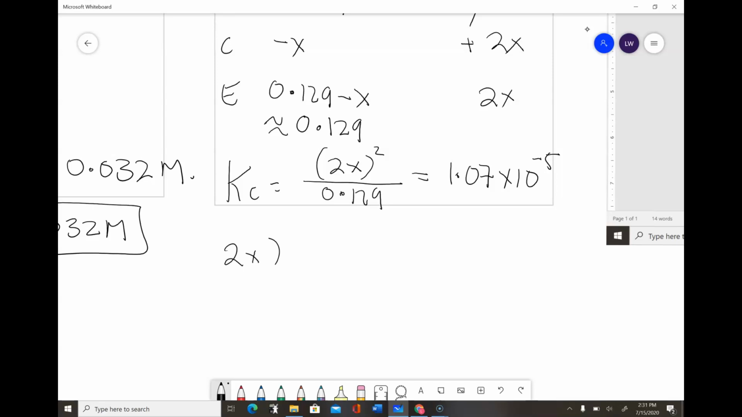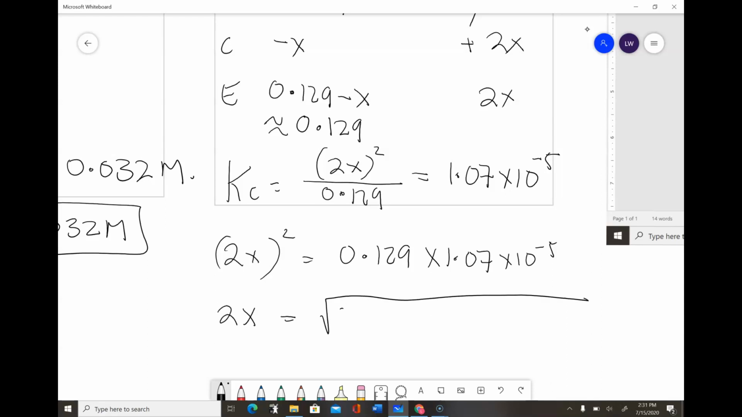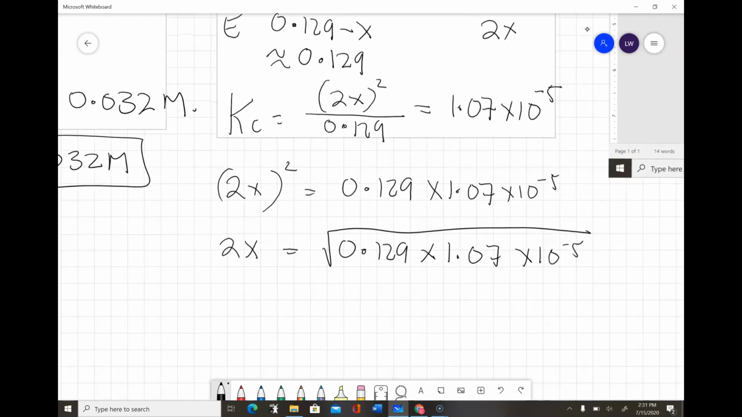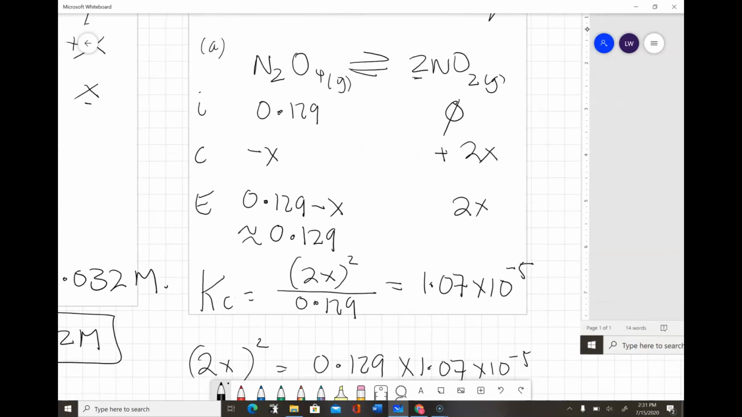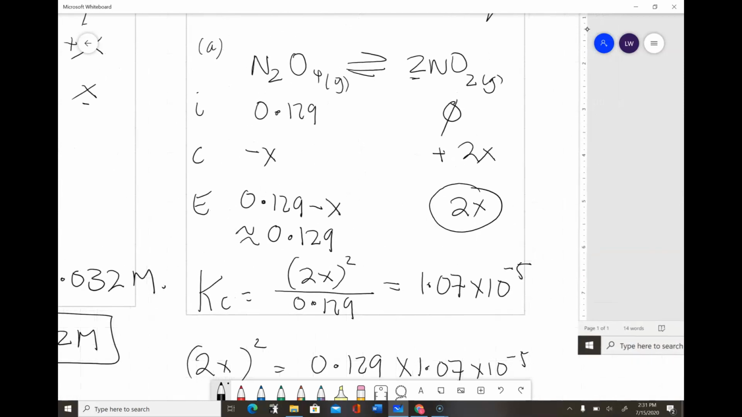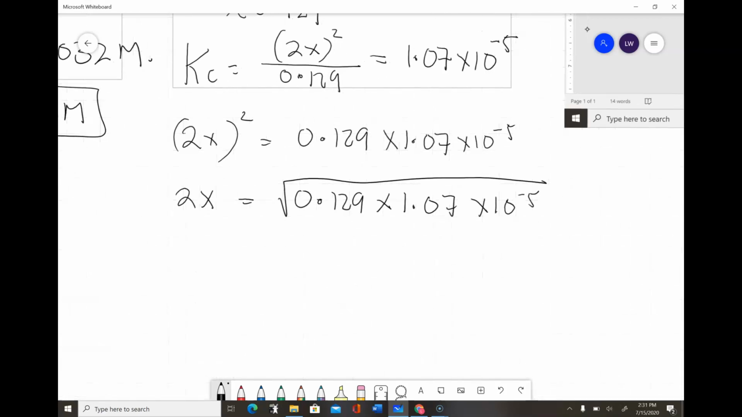We've got 2x squared is equal to 0.129 times 1.07 by 10 to the minus 5. 2x is equal to the square root of 0.129 times 1.07 by 10 to the minus 5. We're trying to solve for the concentration of NO2, which you can see in our ICE table is 2x, okay? So that's why we're solving for 2x here.